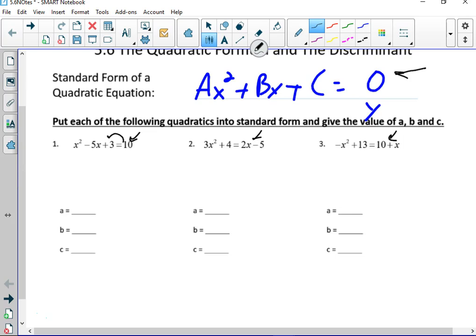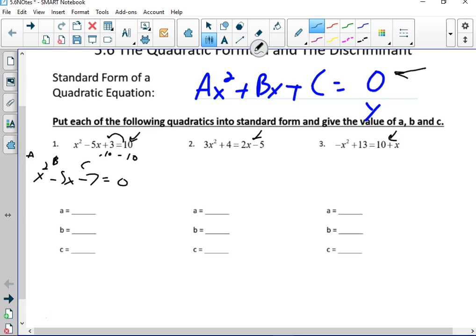Now you can do that, show your work, minus 10, whatever. You're going to end up with x squared minus 5x, and then 3 minus 10 is negative 7, and that's equal to 0. Now at this point, you can identify the three key important pieces of information, A, B, and C. Okay? A is here, B is here, and C is there.